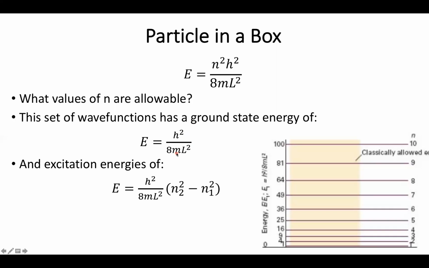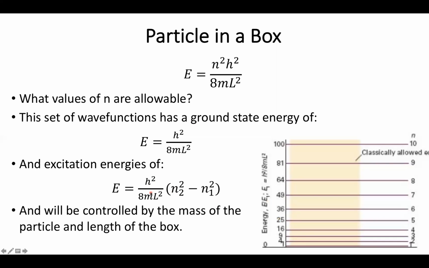And we can get the energies of excitation, so the energy to go from one level to another, essentially given by our constants, h squared over 8 m L squared, times the difference of the squares of the corresponding energy levels. And again, this means that I can then take this energy to figure out what wavelength of light would be required to drive that excitation. And again, worth noting that the wavelengths of light required can be controlled by the mass of the particle being excited, often an electron, and the length of the box.